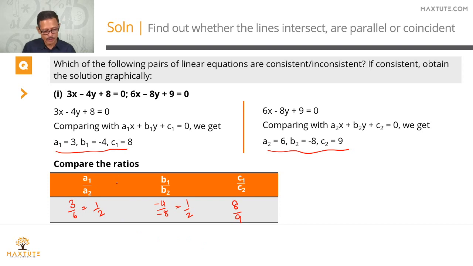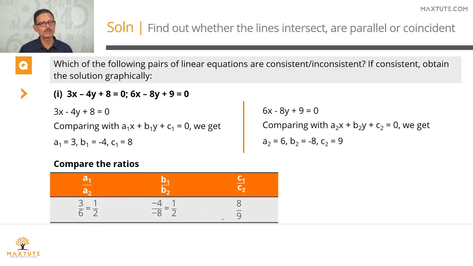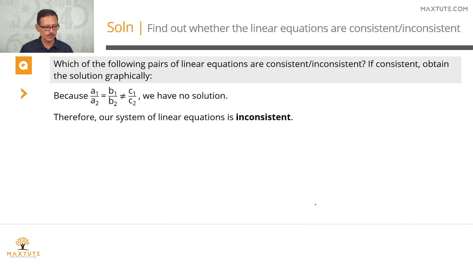So what do we have? A1 by A2 equals B1 by B2, but is not equal to C1 by C2, which means that we are talking about a case of no solution. We are talking about a case of inconsistent system of linear equations, pair of linear equations. So here we can't find the solution, so no worries about finding the solution graphically. So first part done. Summarize it in printed form: 1 by 2 equals 1 by 2, but not equal to 8 by 9. So we're talking about no solution, inconsistent system of equations.